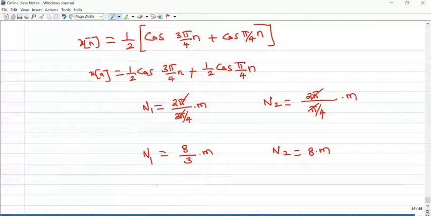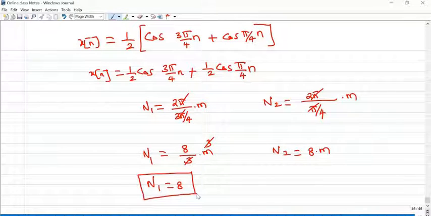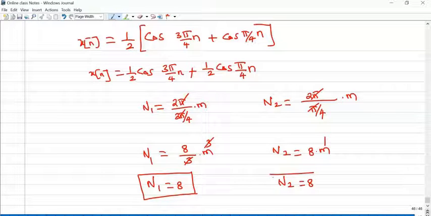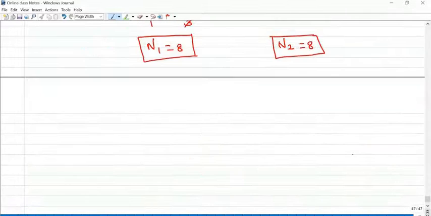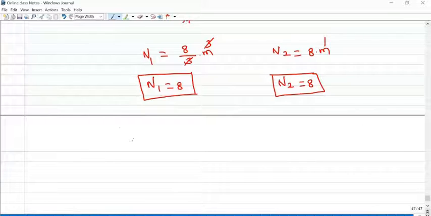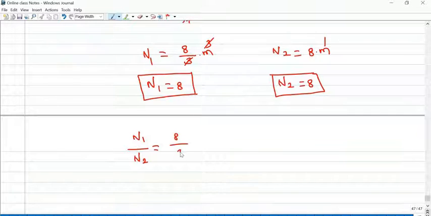So smallest value of m. If I select m equal to 3, the 3 will be cancelled. I'll get n1 equal to 8. For n2, the smallest positive integer m, I'm selecting m as 1. So 8 into 1 equal to 8. Okay. So n1, n2 both are 8, 8. Okay. Now find the ratio between n1 to n2. 8 by 8, that is 1.